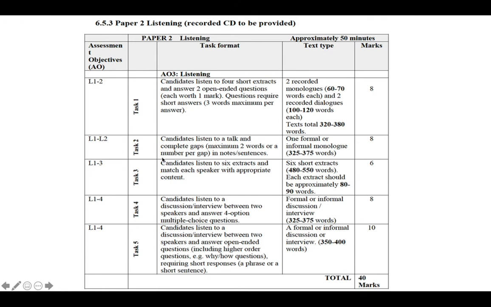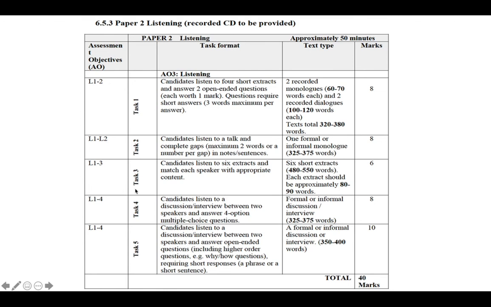And then the second one is the candidate, the learner, will listen to a talk and complete gaps. So maximum 2 words or a number per gap. So they don't go beyond that. And then in notes or sentences, so it's like there's a gap in notes or sentences, and then they need to fill those gaps up. So what type of listening will they do is 1 formal or informal dialogue, which is about 300 to 325 to 375 words. And this task is worth 8 marks.